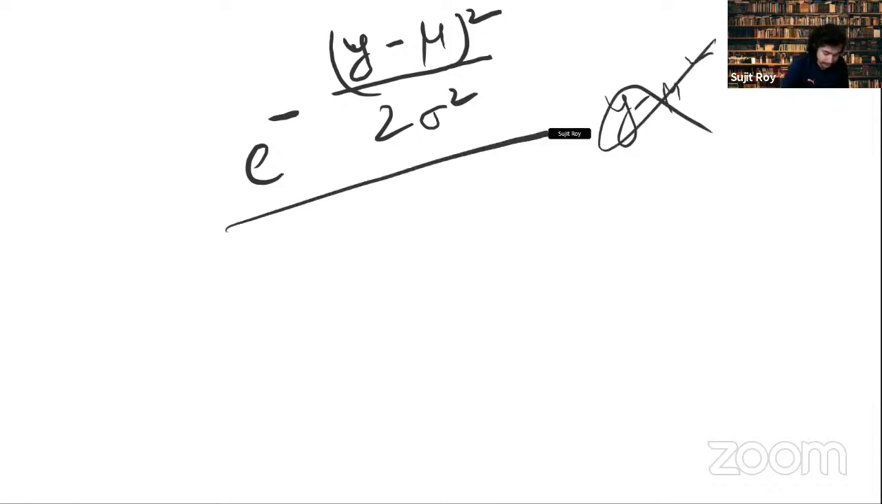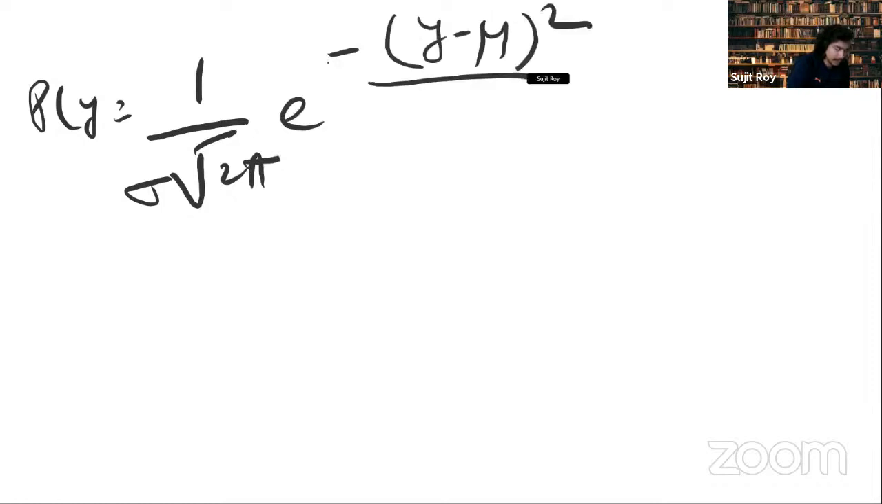I'll just rewrite it again if somebody has a doubt. So P of Y is equal to 1 by sigma root 2 pi times e to the power minus (y minus mu) whole square by 2 sigma square. I think I wrote it like this only. I'm extremely sorry if I made a mistake, it was unintentional.